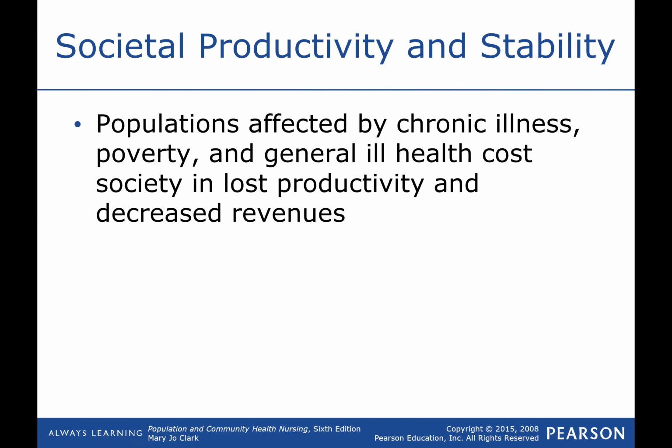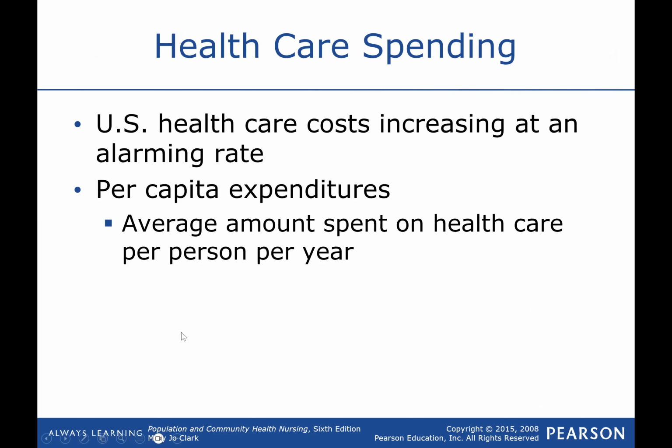Populations affected by chronic illness and general illness cost society lost productivity and decreased revenue. So let's talk about healthcare spending. The amount of money spent on healthcare services in the United States has been increasing at an alarming rate over the last decade. For example, national personal healthcare expenditures increased from $27.3 billion back in 1960 to almost $2.5 trillion in 2009. Okay, so that's almost 15 years old. So we already know that it's probably well over 4 or 5 trillion by now.